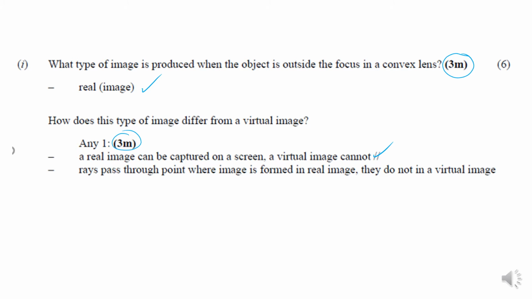Rays pass through the point where the image is formed in a real image. They do not in a virtual image. That's an alternative answer. So if you wrote that, you'd also get 3 marks. So 6 out of 6.